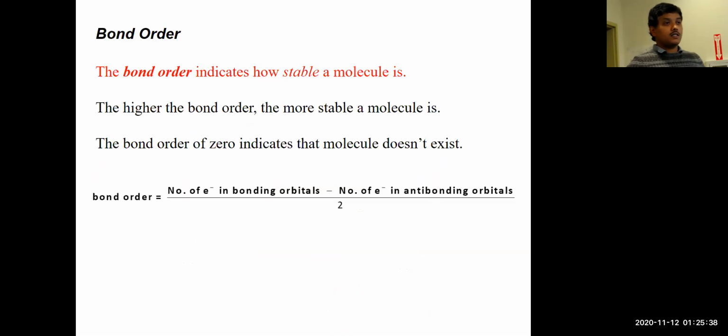Let's see how we can use that. We can use it to calculate the bond order, comment on the stability, and comment on whether the molecule exists or not, and whether the molecule is stable or not.